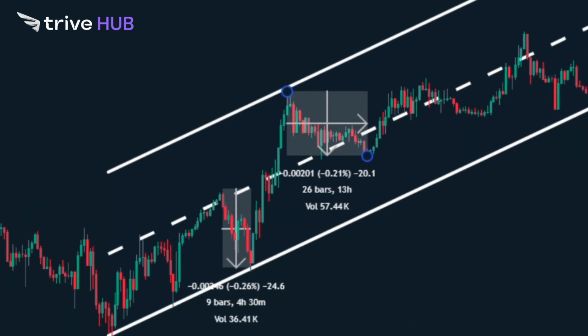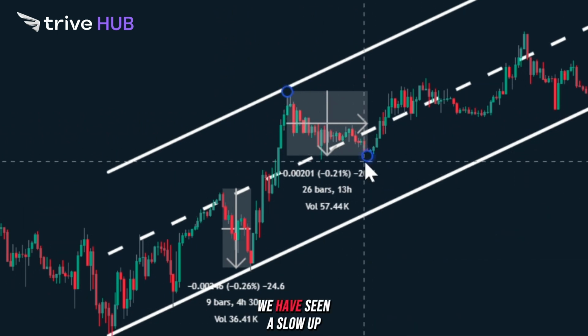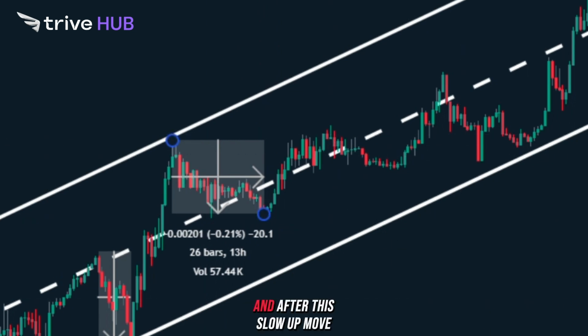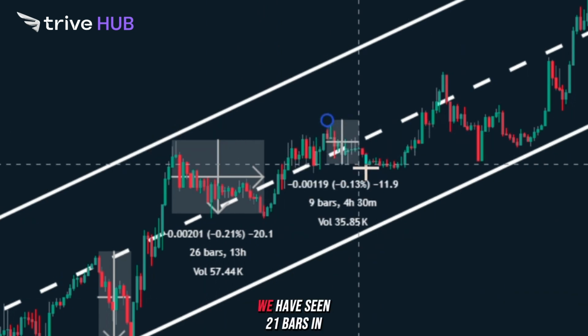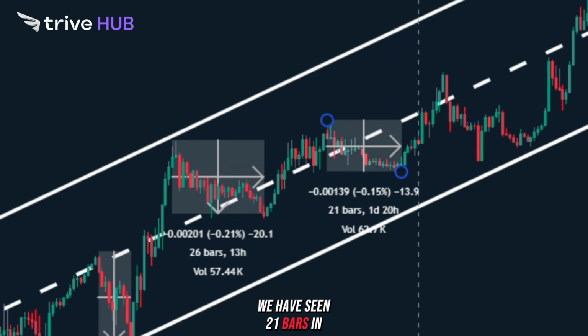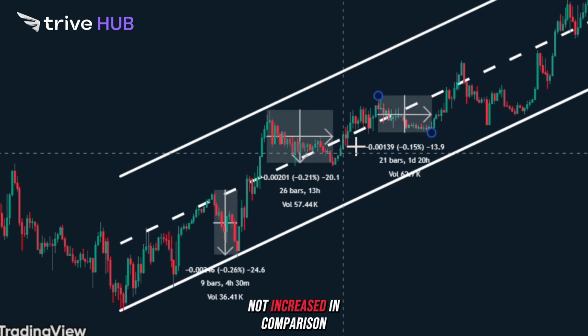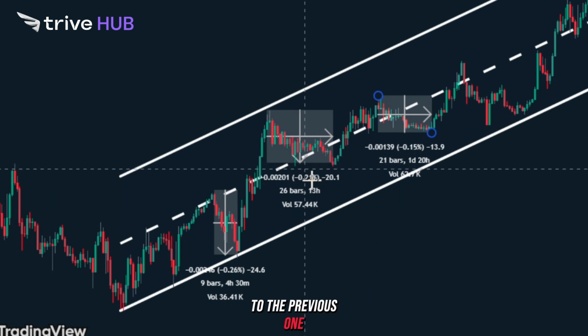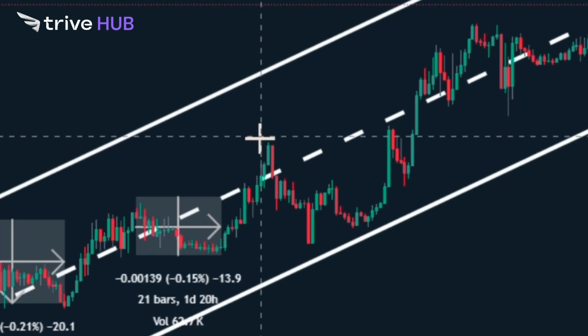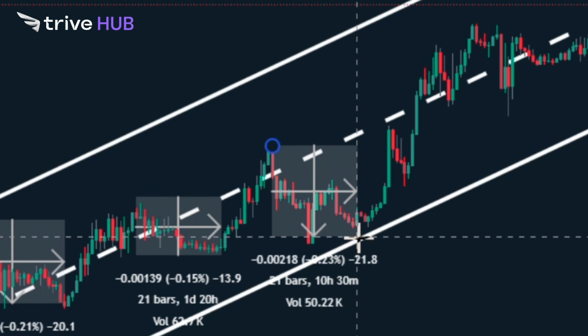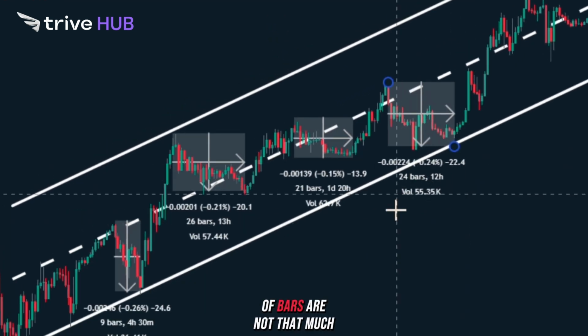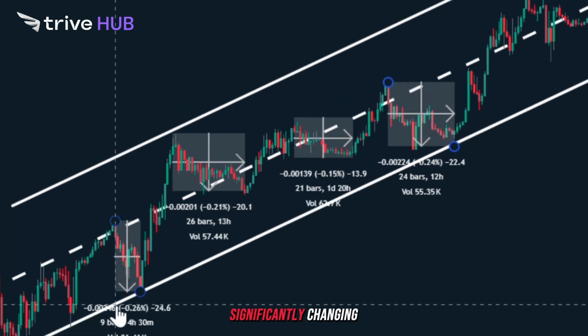So after 9 bars we are seeing an increase in the number of bars. After this higher number of candles in the retracement, we have seen a slow up move, and after this slow up move we have seen 21 bars in the retracement. So the number of bars has not increased in comparison to the previous one, and if we compare this one, it has 24 bars. So we can say that the number of bars is not changing significantly.